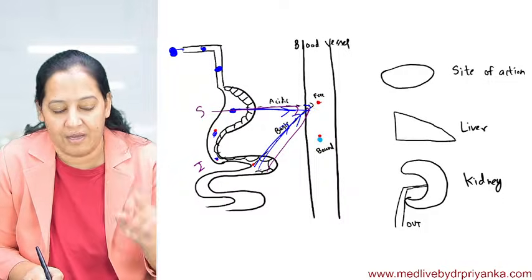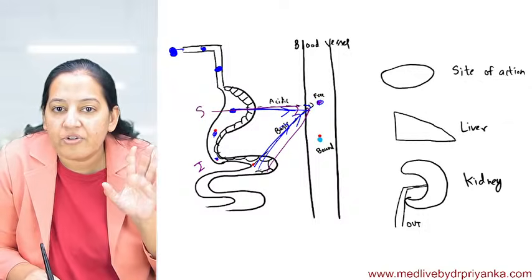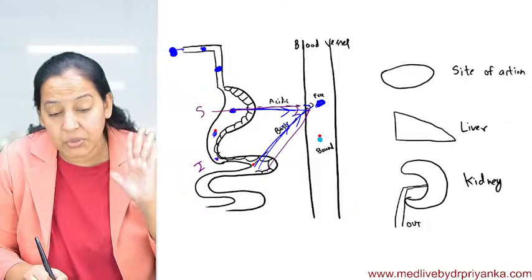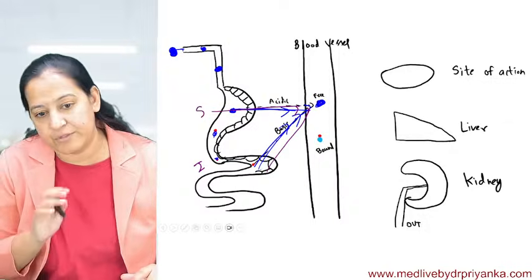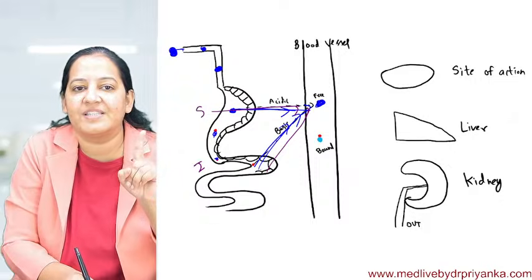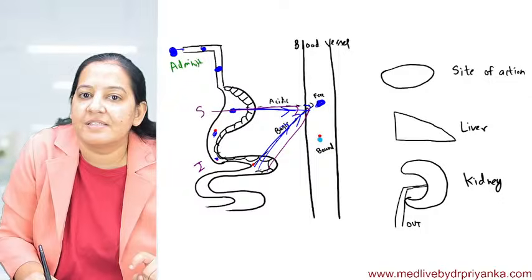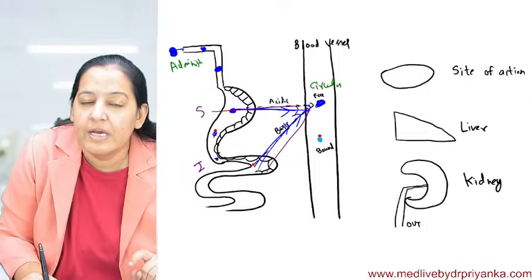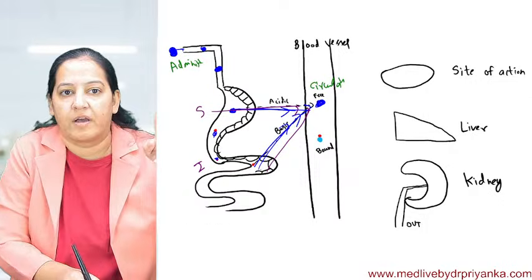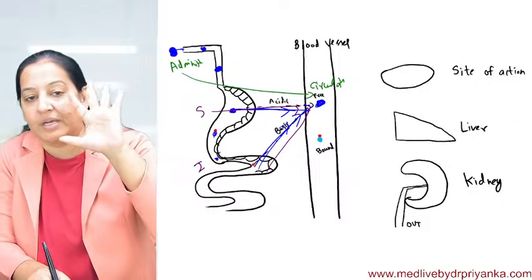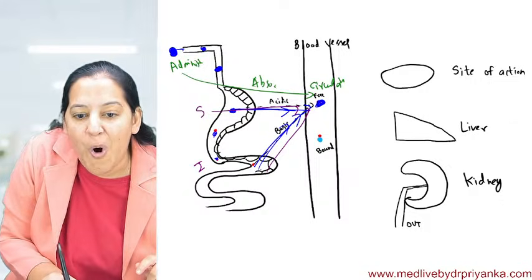Can you see? This is the drug. Let me draw with blue only. It is reaching the blood. So this is known as absorption. The first step is absorption. This is the site of administration, and this is circulation. Blood means circulation. So the movement of the drug from administration to circulation is known as absorption.